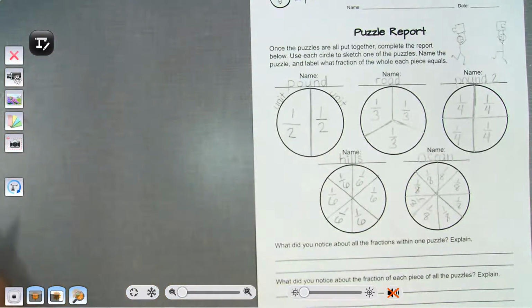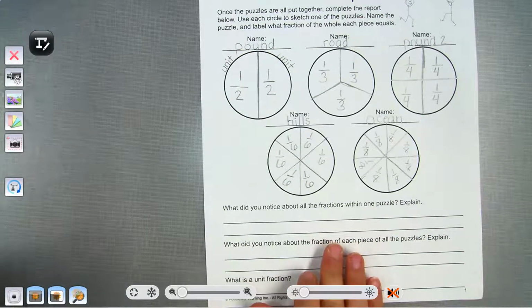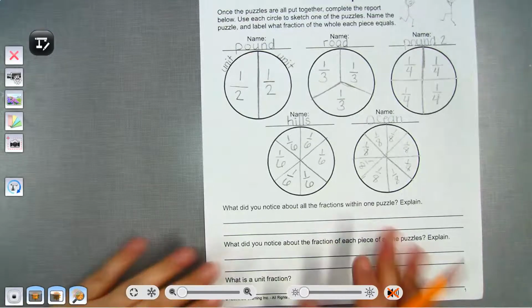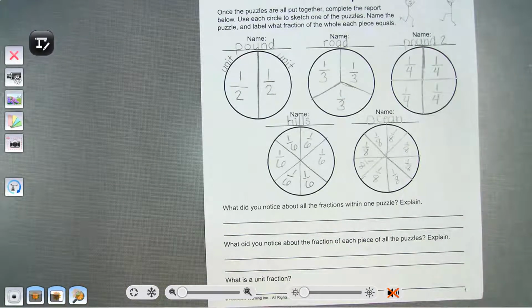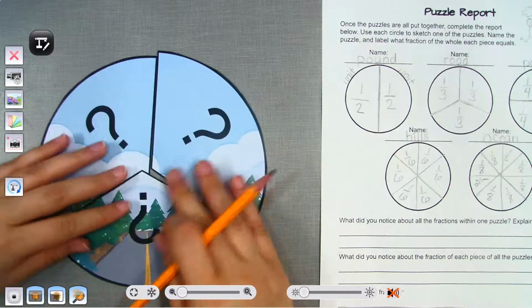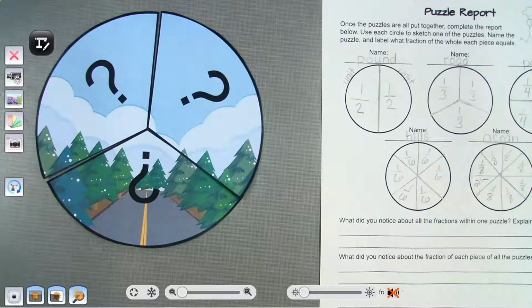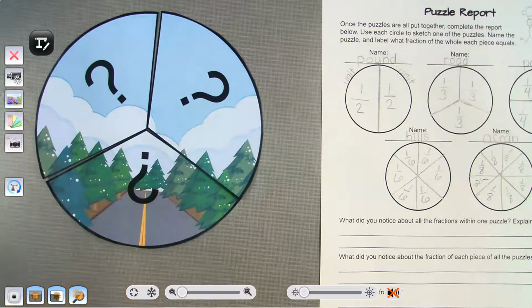Now, let's look at what it's asking us to do. Let's talk through what our puzzle pieces are showing us. What do you notice about all the fractions within one puzzle? Let's take a look at the thirds. I'm going to bring the thirds back out. Here's my puzzle piece for the thirds. What do you notice about all of those pieces? Take a minute and look at the picture. You can either write it down or say it out loud. What do you notice about all of the fractions in this one puzzle piece?